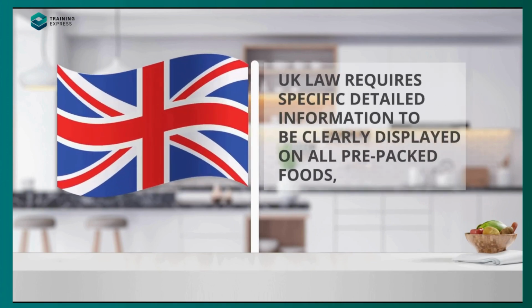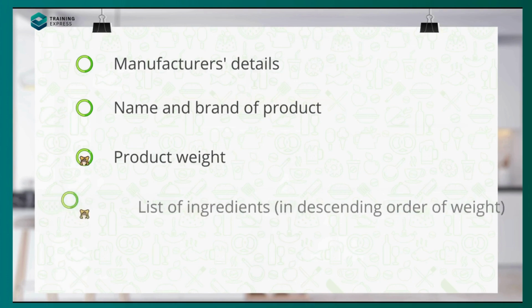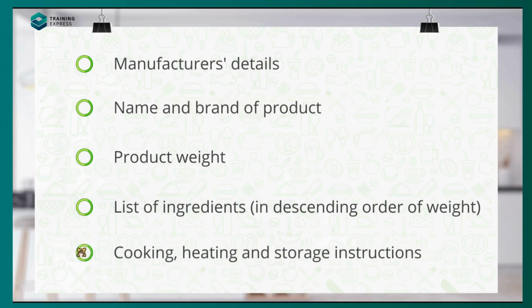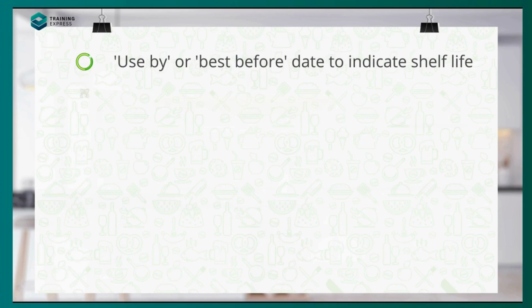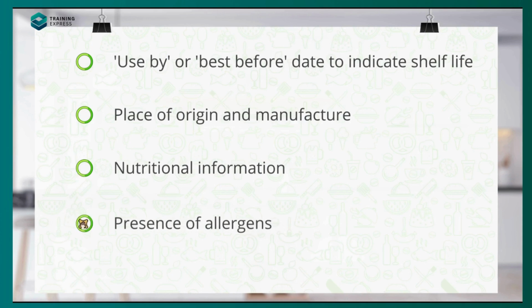UK law requires specific detailed information to be clearly displayed on all pre-packed foods, such as manufacturer's details, name and brand of product, product weight, list of ingredients in descending order of weight, cooking, heating and storage instructions, use by or best before dates to indicate shelf life, place of origin and manufacture, nutritional information, presence of allergens.